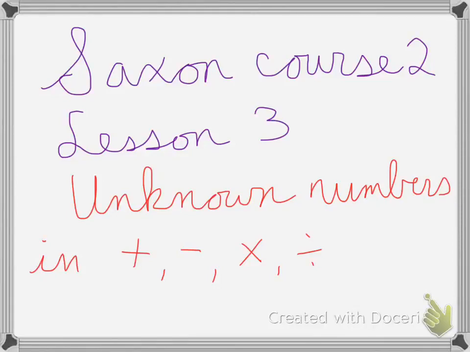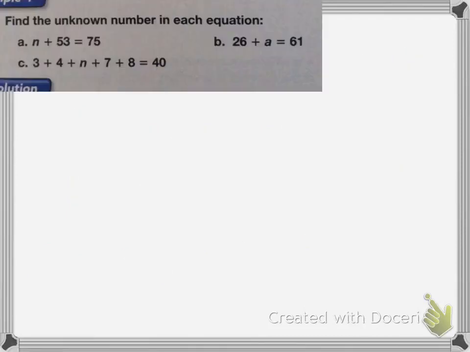Saxon Course 2, Lesson 3, Unknown Numbers and Addition, Subtraction, Multiplication, and Division. So here we have an unknown number with addition problems. So my first one, I have n plus 53 equals 75.